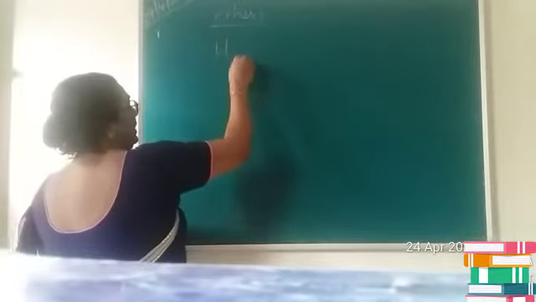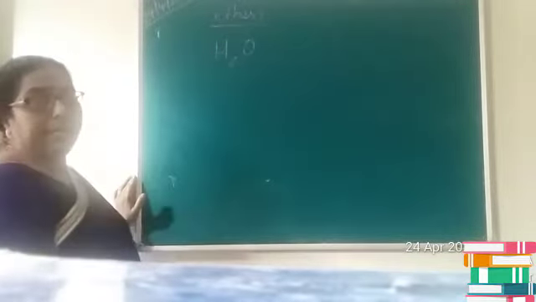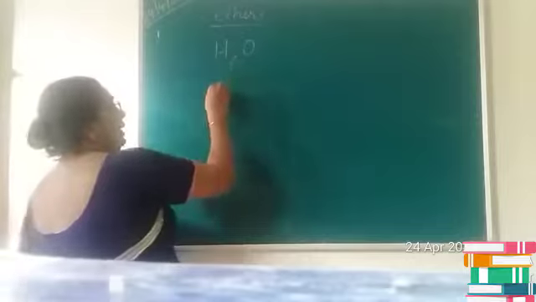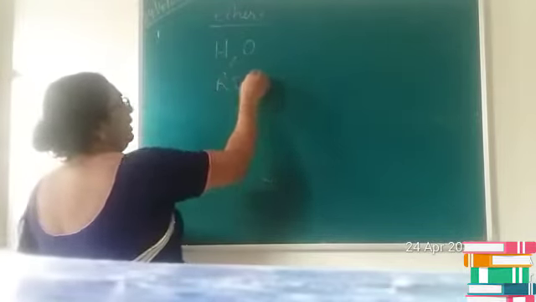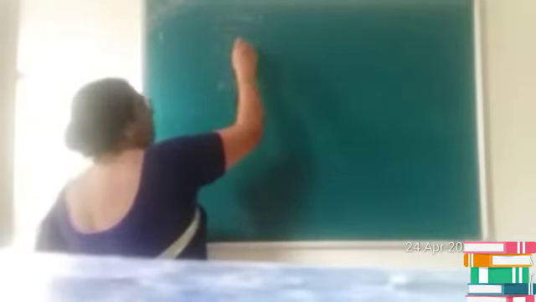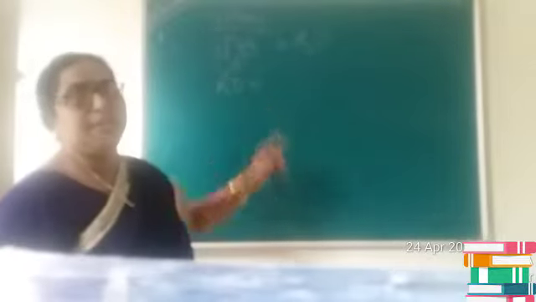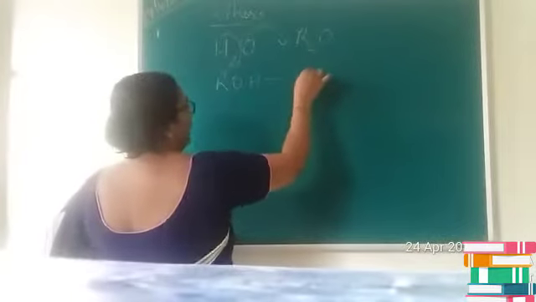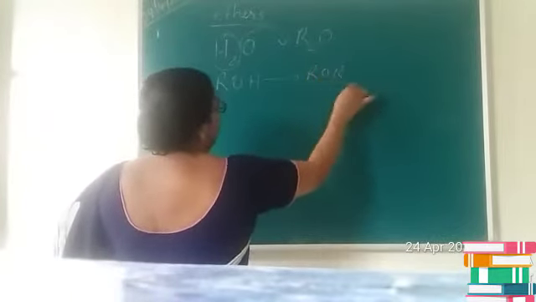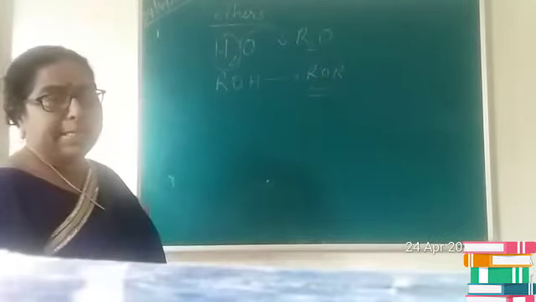You know what are ethers? Ethers are considered as dialkyl derivatives of water, or we can say that they are monoalkyl derivatives of alcohol. That is, from a water molecule, if you remove two hydrogen atoms and introduce two alkyl groups, it results in the formation of ethers. Or from alcohol you remove one hydrogen atom and introduce an alkyl group, again you will be getting ethers. Is it clear?